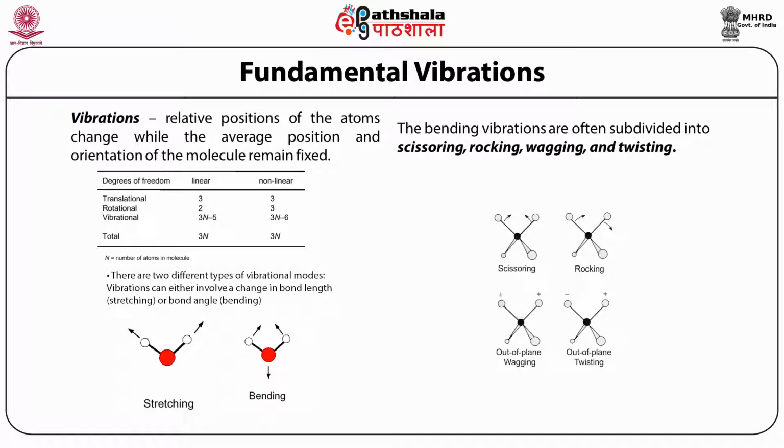In vibration, the relative positions of the atoms change, while the average position and orientation of the molecule remain fixed. For example, we discussed that bending vibrations are more often subdivided into scissoring, rocking, wagging and twisting. You can see here in a model how the bending and scissoring occur, how the rocking occurs, and how the wagging out of the plane and twisting out of the plane occur.